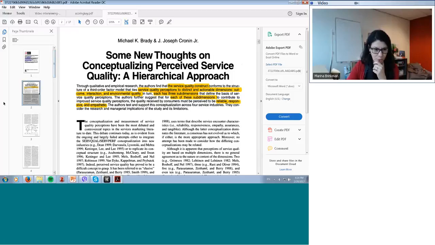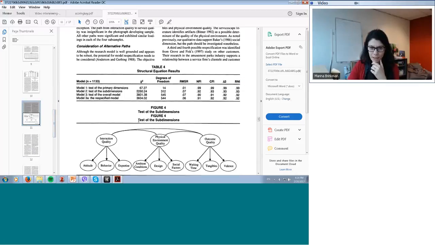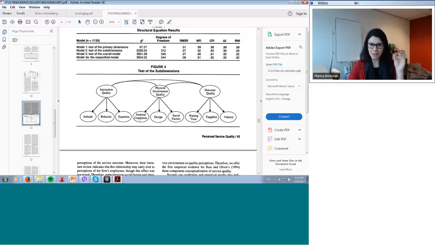And the paper reports quite nicely with a visualization of what I just read out loud. So in here, you basically see how the idea of perceived service quality can be disentangled into 3 dimensions: the one of interaction quality, of physical environment quality, of outcome quality. And in its turn, the interaction quality can be disentangled into attitude, behavior, and expertise, and those have 3 sub-dimensions as well.